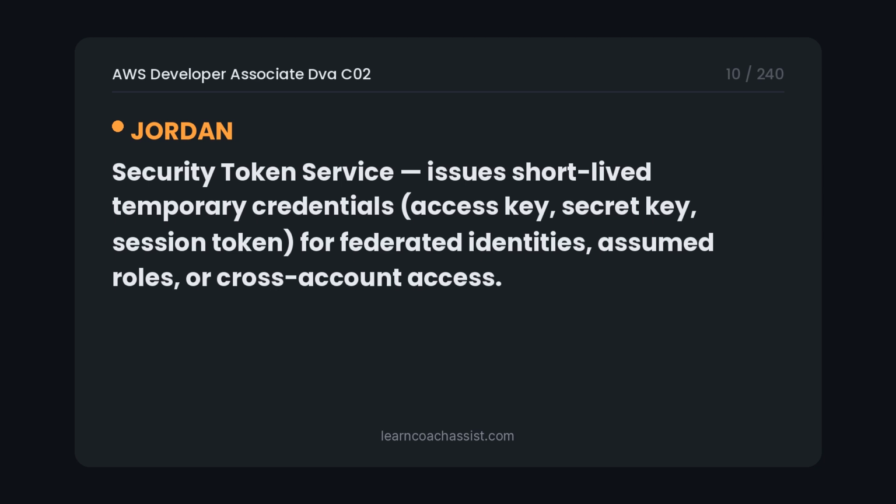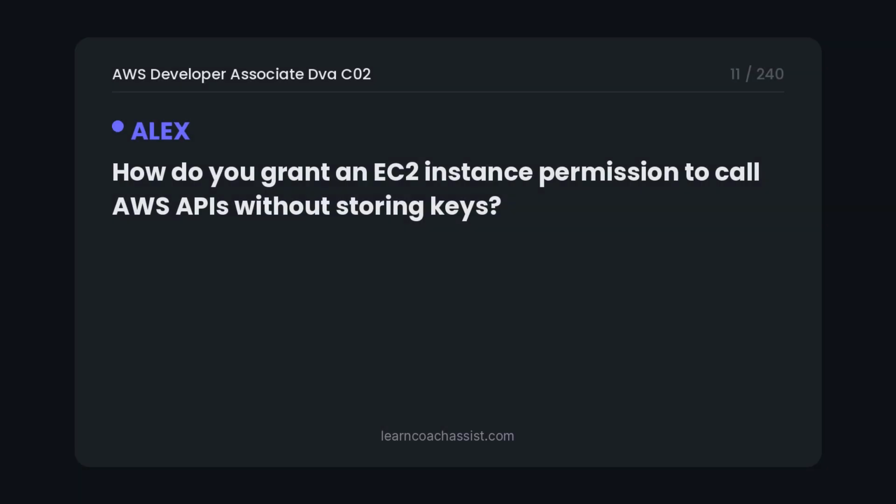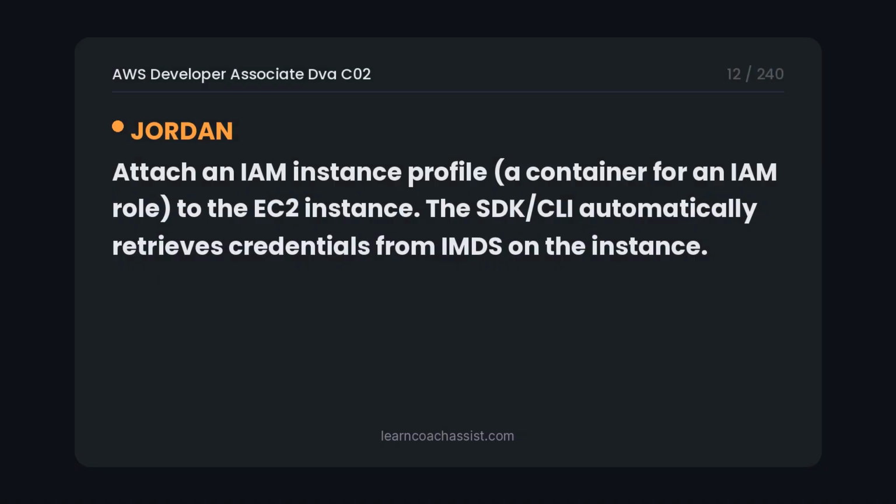How do you grant an EC2 instance permission to call AWS APIs without storing keys? Attach an IAM instance profile, a container for an IAM role, to the EC2 instance. The SDK/CLI automatically retrieves credentials from IMDS on the instance.